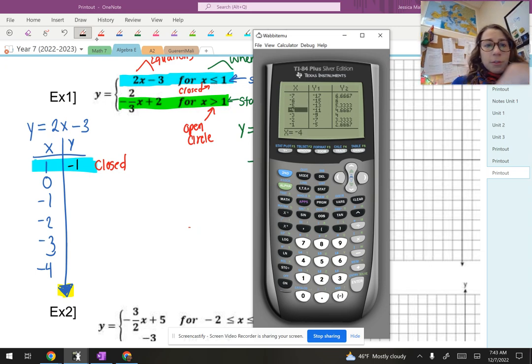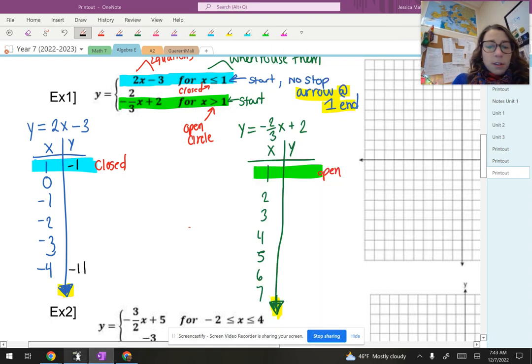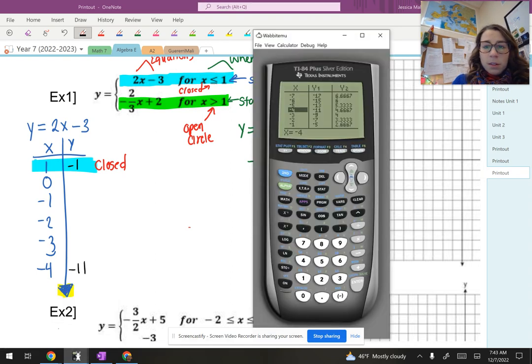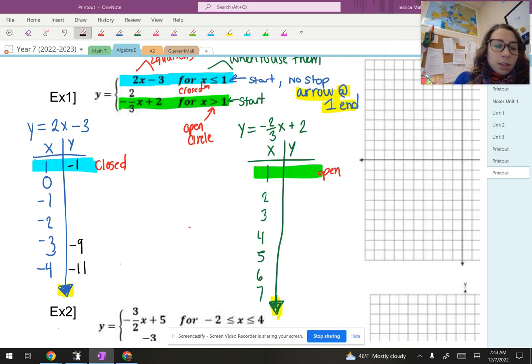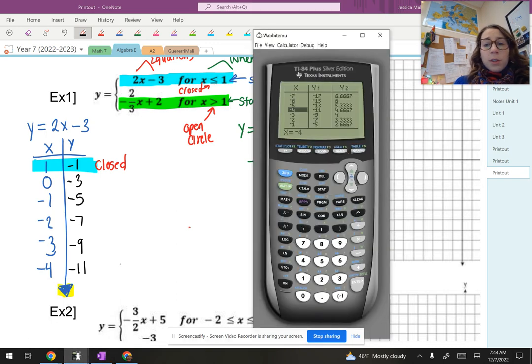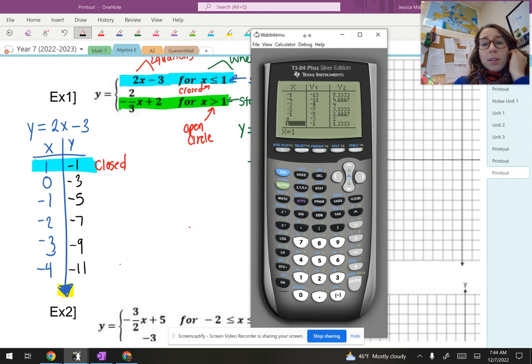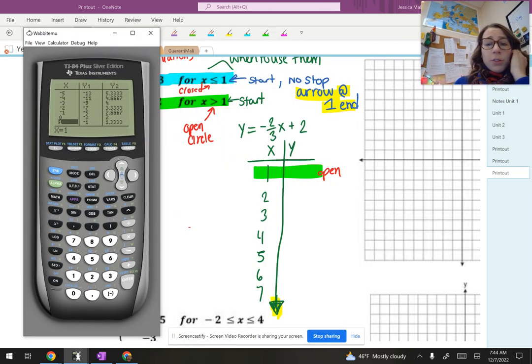Okay, it looks like -4 is at -11, then -9, -7, -5. And then following the pattern there, I can anticipate that this is going to be -3. But we always want to double check ourselves, because why would we not? And it is.